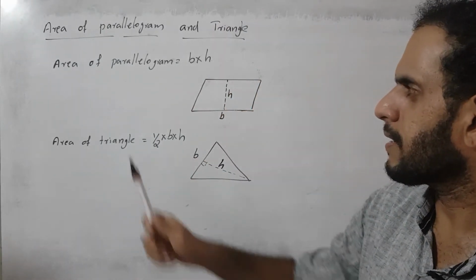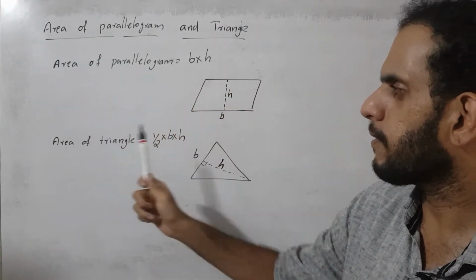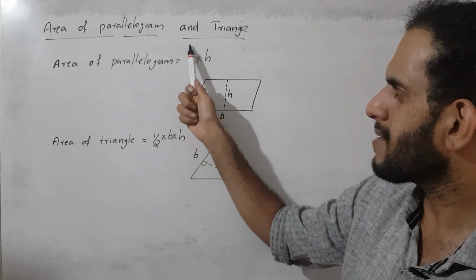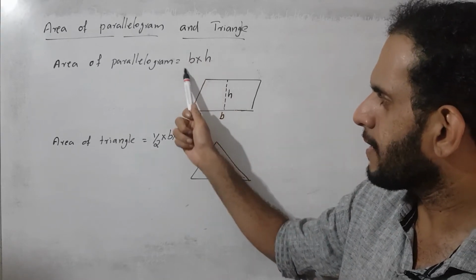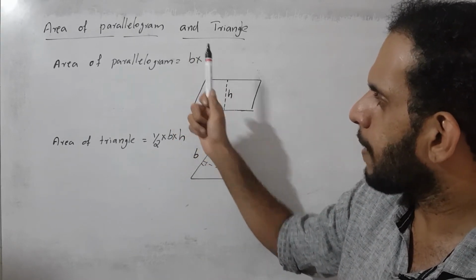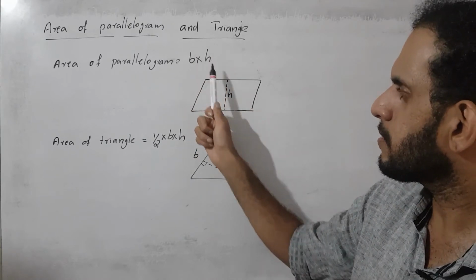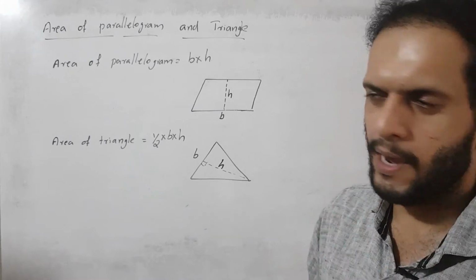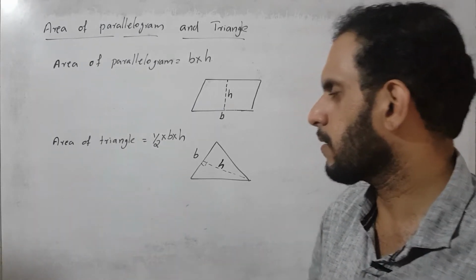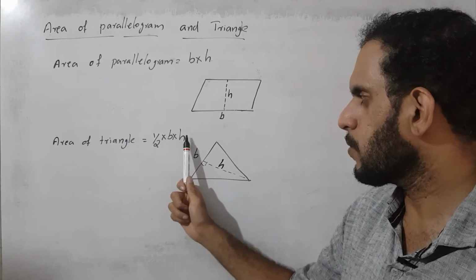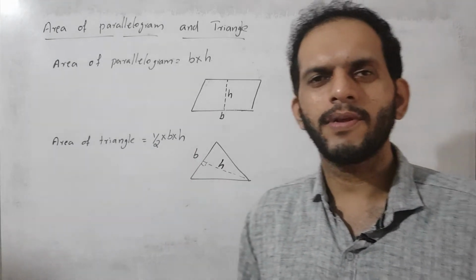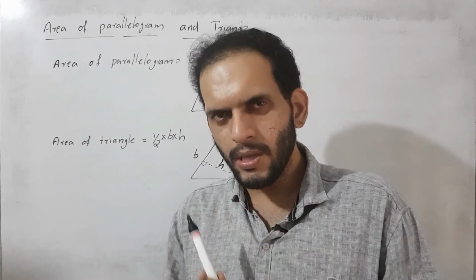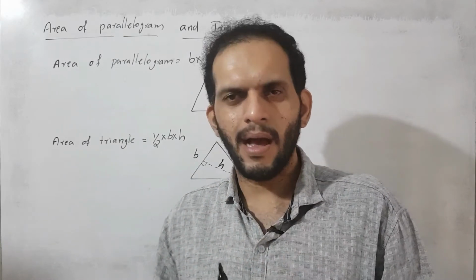Then it changes a little only in the case of area of parallelogram and area of triangle. Area of parallelogram, the equation is b into h. B is one side, or we call it the base of the parallelogram, and h is the distance from that side to the opposite side, or the height of the parallelogram. Then what is the equation of area of triangle? The equation is half into b into h. B is the base of the triangle and h is the height of the triangle. Then we choose the base according to the height.